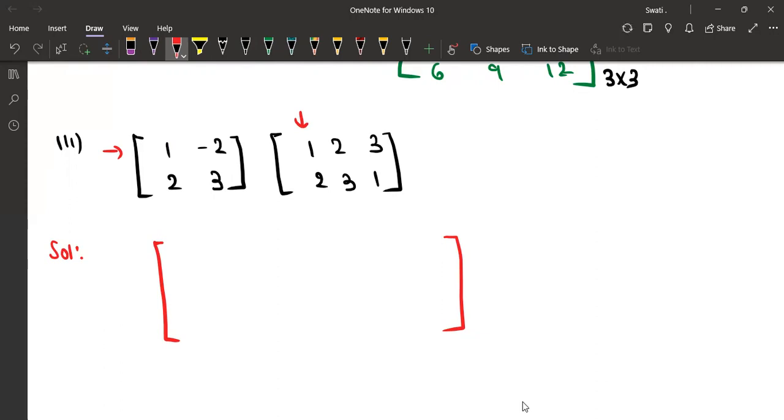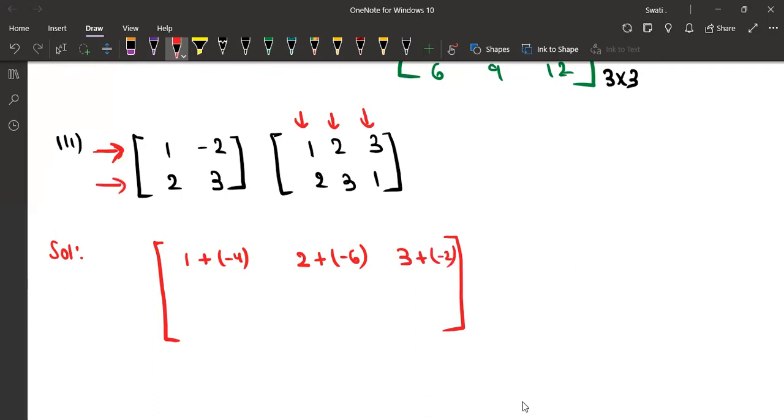So 1 times 1 is 1 plus -2 times 2 is -4. This is the first entry. Next is again the first row, second column. So 1 times 2 is 2, -2 times 3 is -6. So it is going to be plus -6. Next is again first row, third column. So 1 times 3 is 3. Plus, write down the plus sign first, and then do the next part, which is -2 times 1, which is -2. Okay, we are done with this.